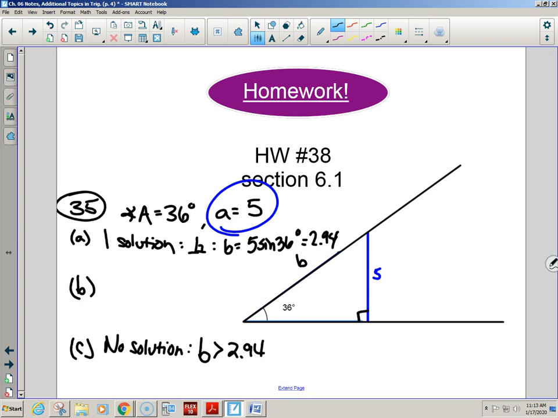Now, if B is shorter than 2.94. Hold on. What if I bring this 5 down just a little bit? Can he make a triangle, yes or no? Yes, because I can just swing him out, right? Yeah.